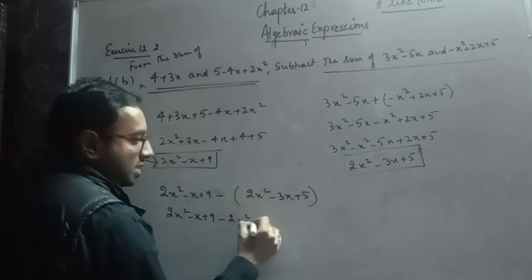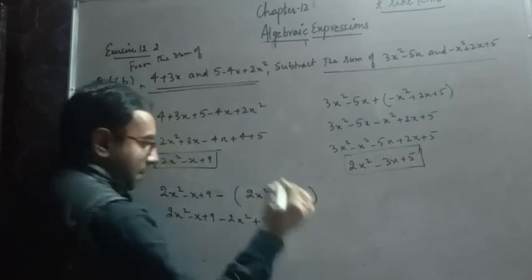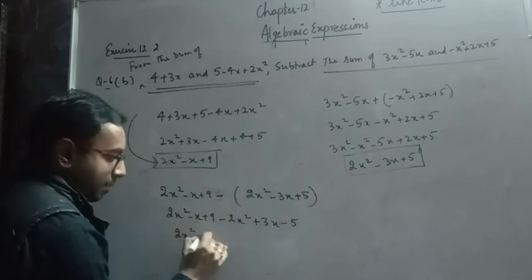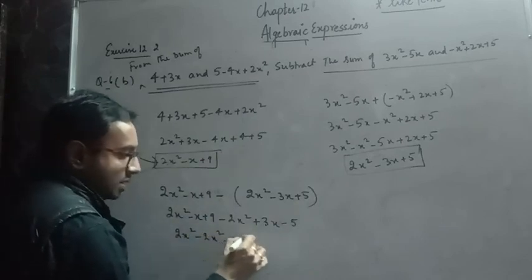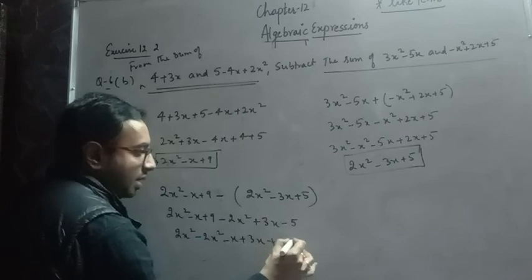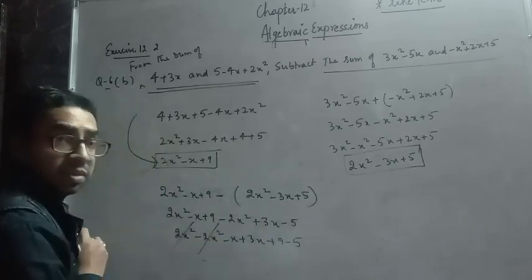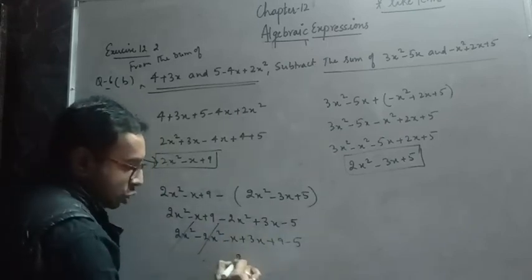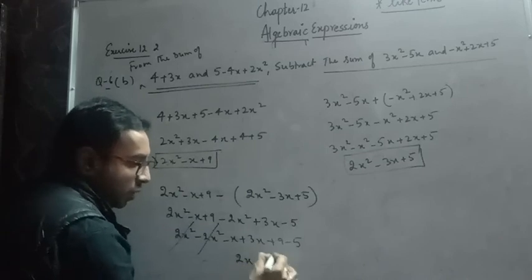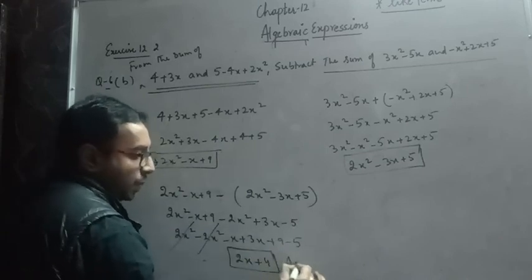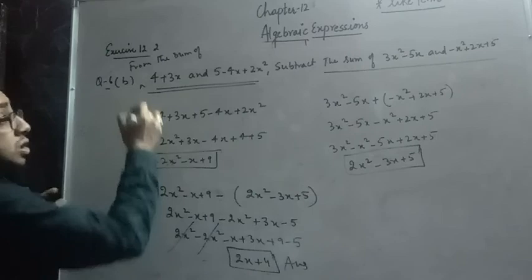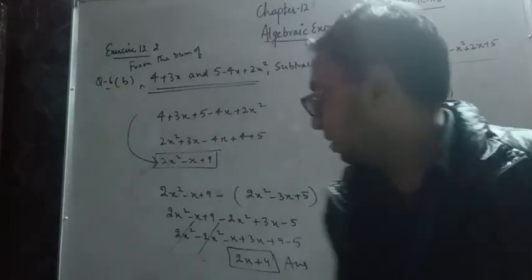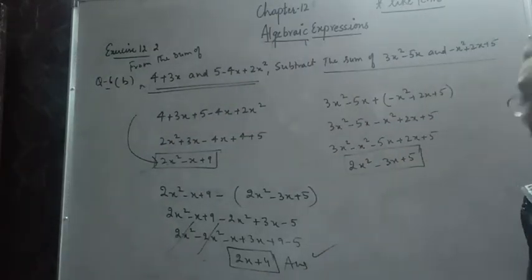Plus minus is minus, minus minus is plus. 2x square minus 2x square, minus x plus 3x, 9 minus 5. Cancel like terms. It is 2x plus 4. What is the answer? 2x plus 4. See, such a lengthy question and such a small and concise answer.